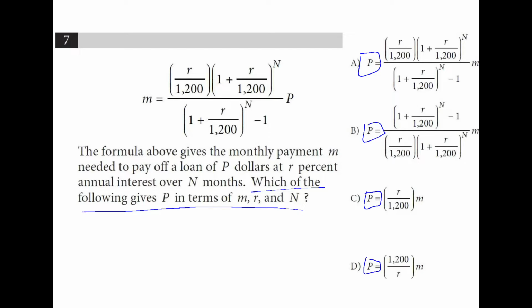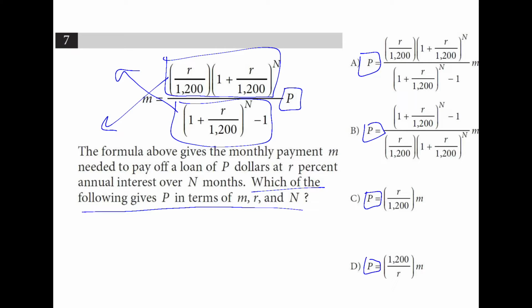So I take my original equation, and p is over here, and I just need to move this stuff to the top of the other side, and move this stuff to the bottom of the other side. And it turns out that's choice B.